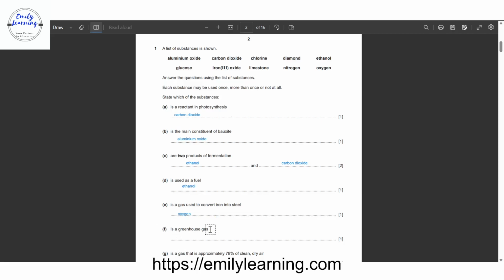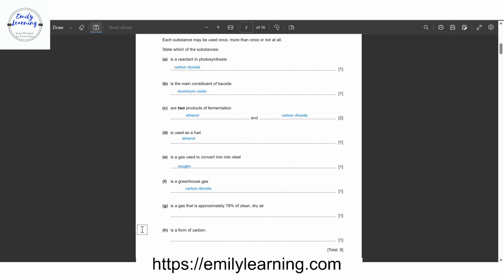Next, what is a greenhouse gas? Carbon dioxide is a greenhouse gas. Greenhouse gases are gases that can absorb heat to keep the earth warm. But when we have too much of it, it makes the earth extremely warm. It results in global warming.